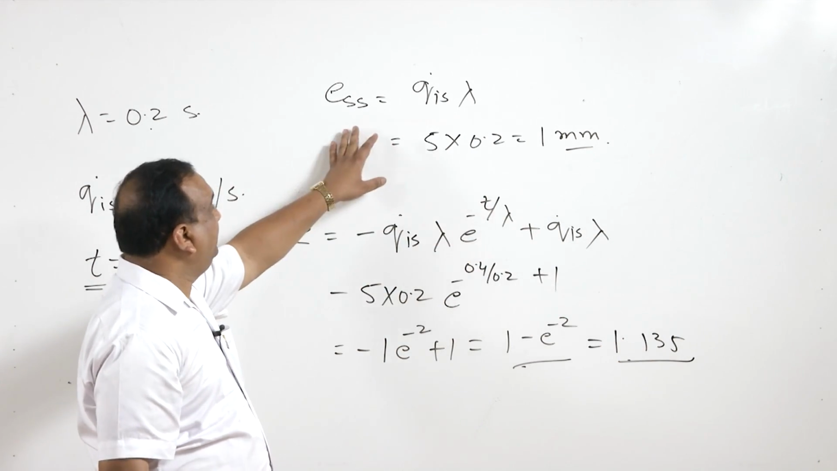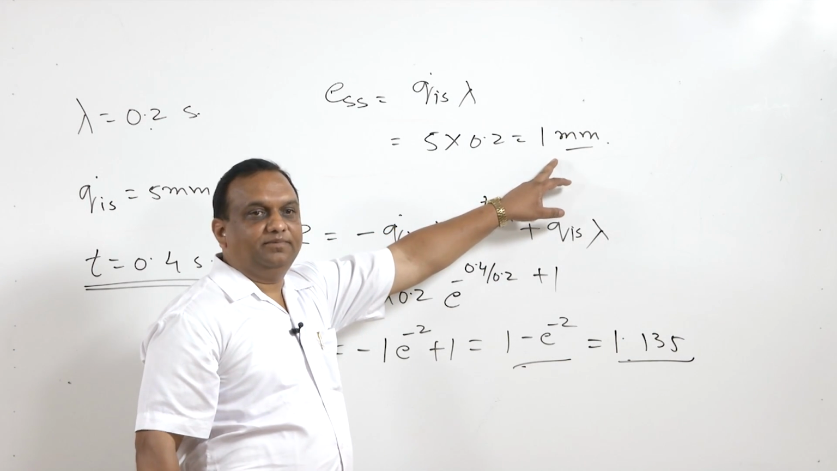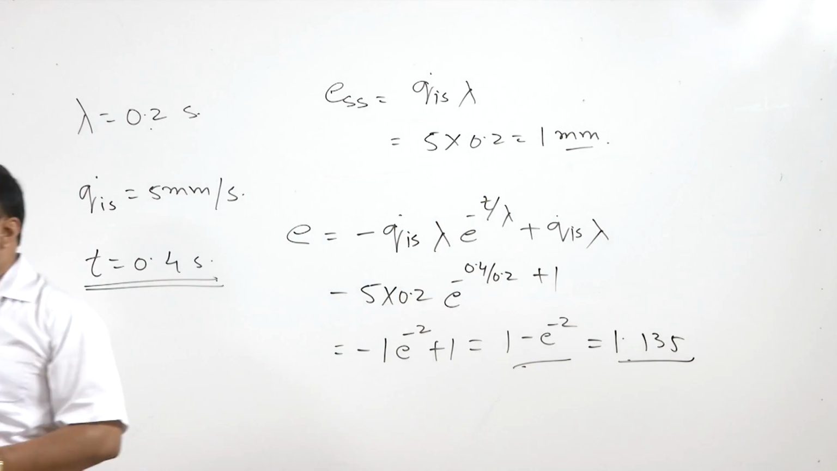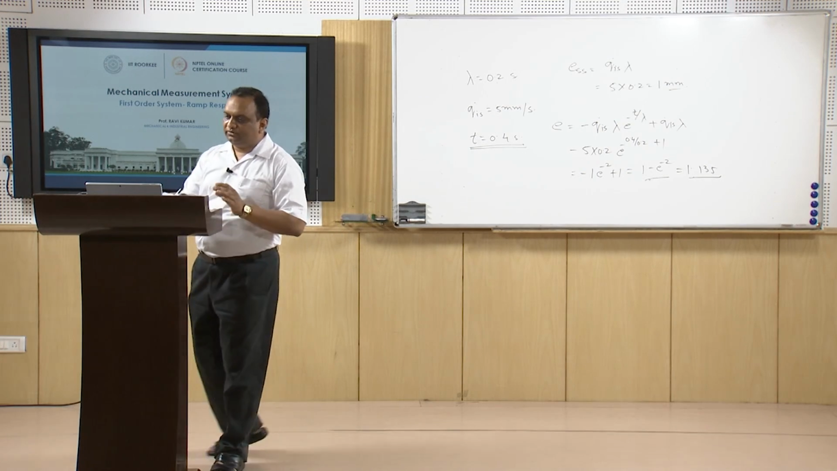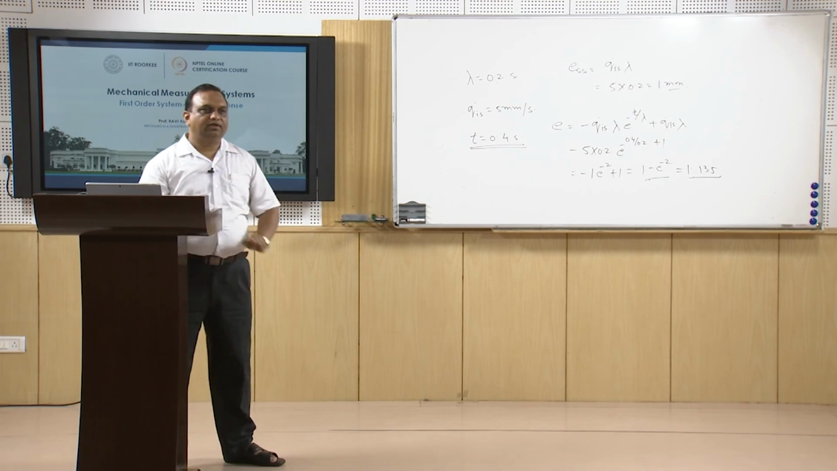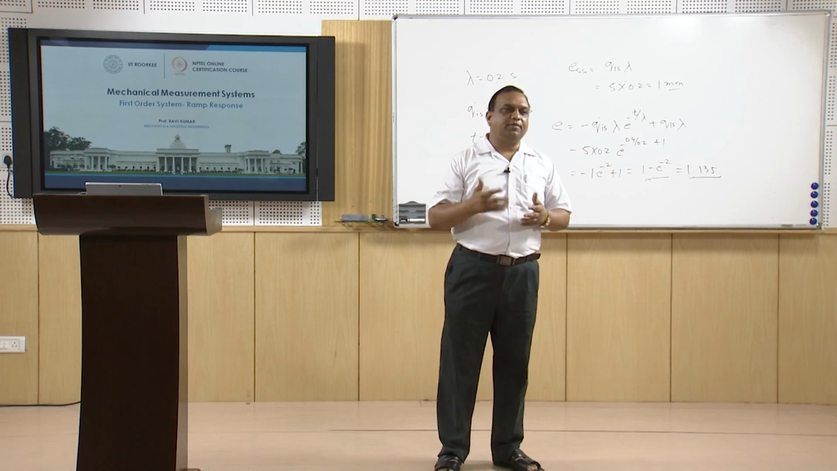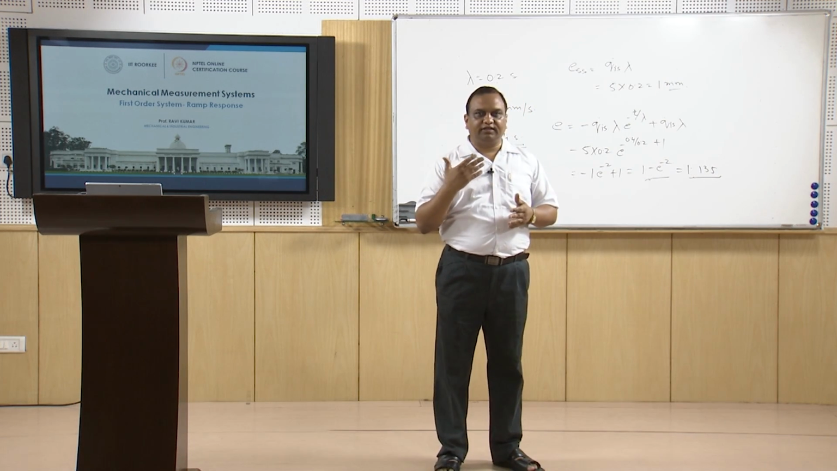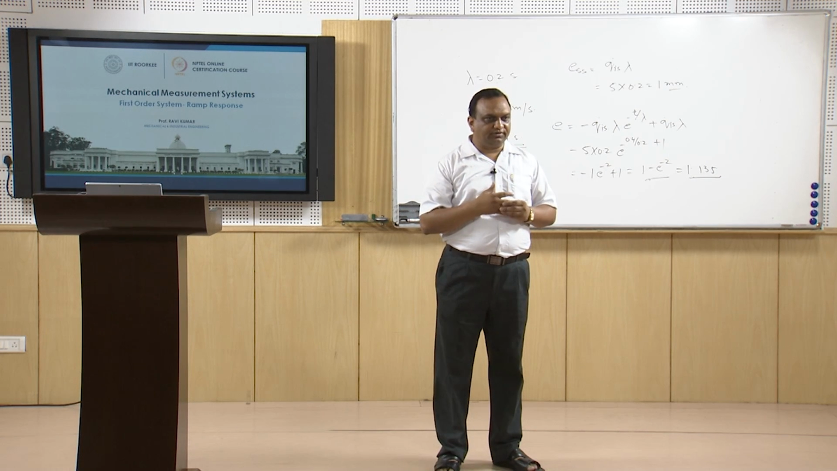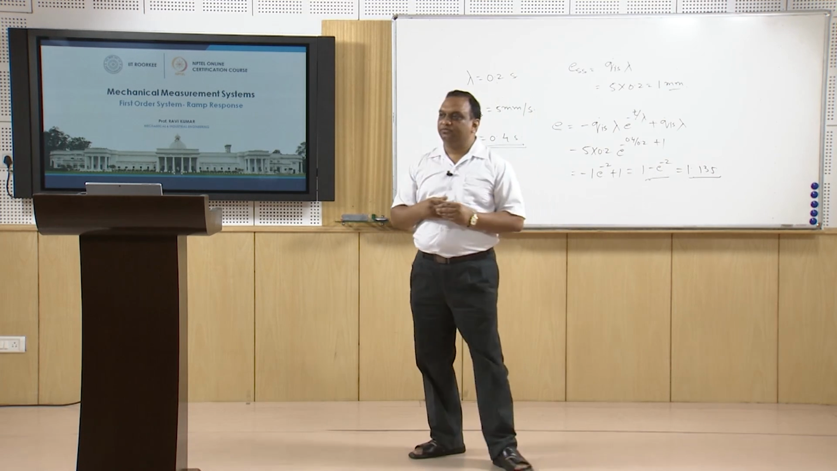And finally steady state error is 1 mm. So I think we should conclude this here itself, right? And we have amply gone through the step response and the ramp response of first order system. In the next class, we will start with the impulse response of first order system. Thank you.